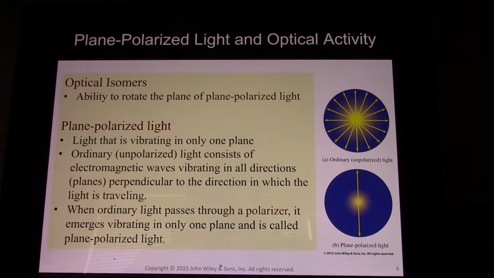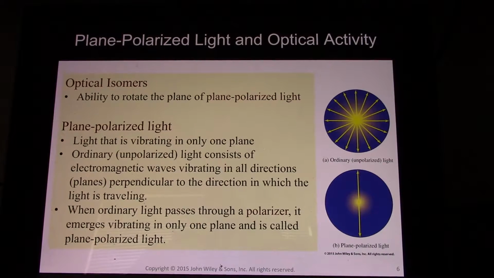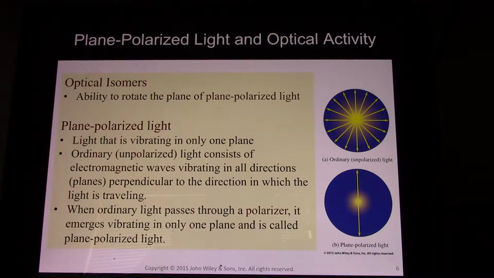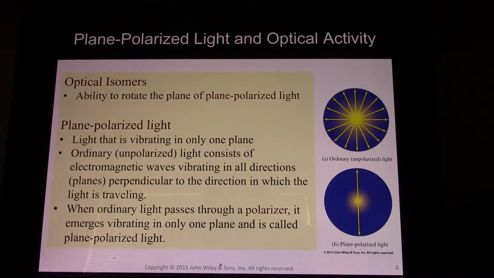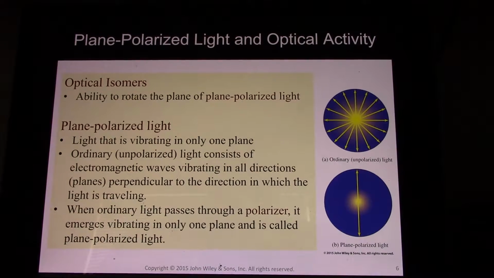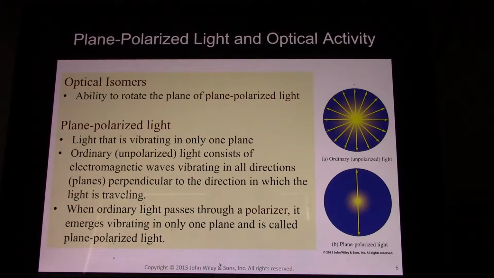Optical isomers are named optical because they have the ability to rotate the plane of polarized light. So if you shoot light through a sample that has an optical isomer, it'll rotate that light. And how much that light is rotated is measured when we try to work out how much chemical is there. Plane polarized light is light that is vibrating in only one plane. So here you see ordinary light, which has light moving in all directions, and here's polarized light, just one plane.